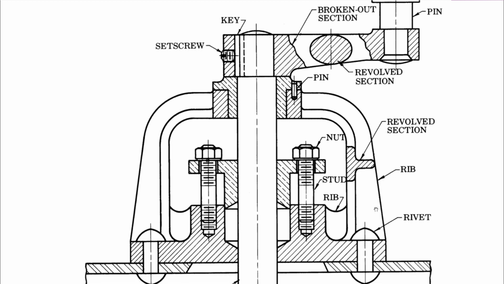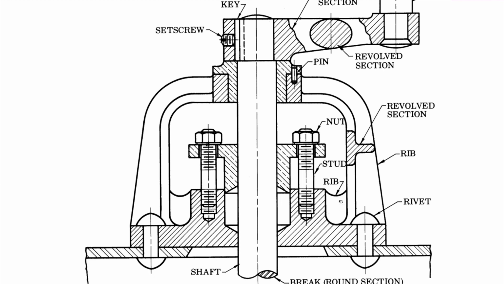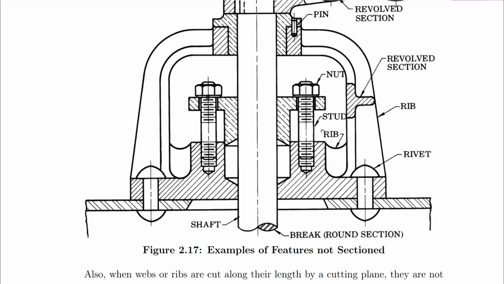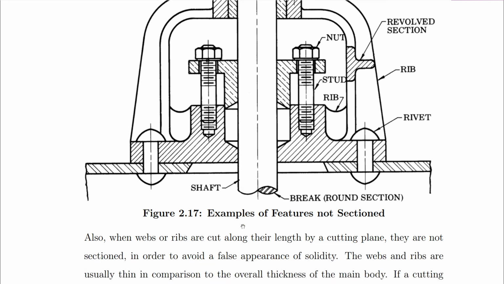We have a rib. This rib here is left like that. This is a rivet, left like that. There's a rib here, no hatching of it. A stud here, no hatching of the stud. There's a nut, no hatching of the nut. And here we have a break. Here we call it the round section, where you have broken some portion of a shaft. We provide this section to indicate that this is not the complete shaft. A portion has been removed from there.